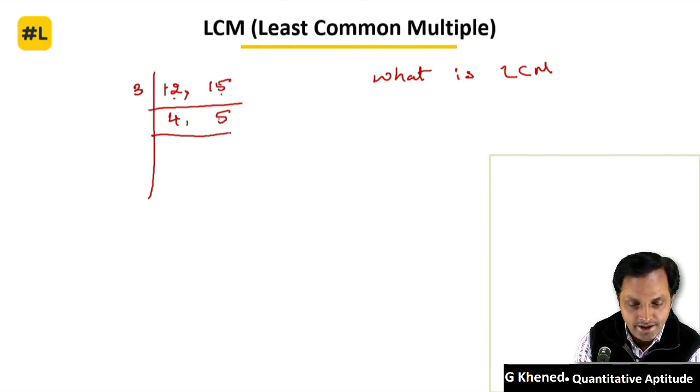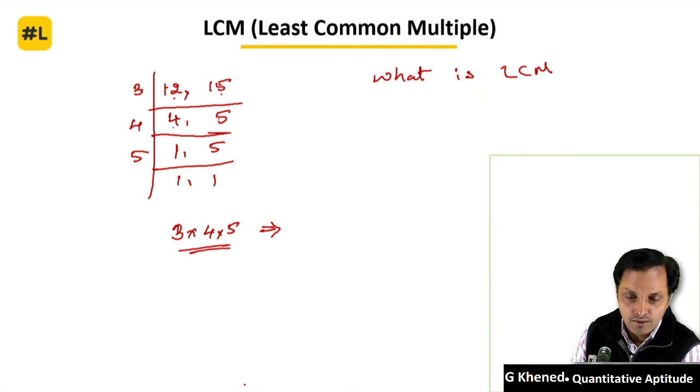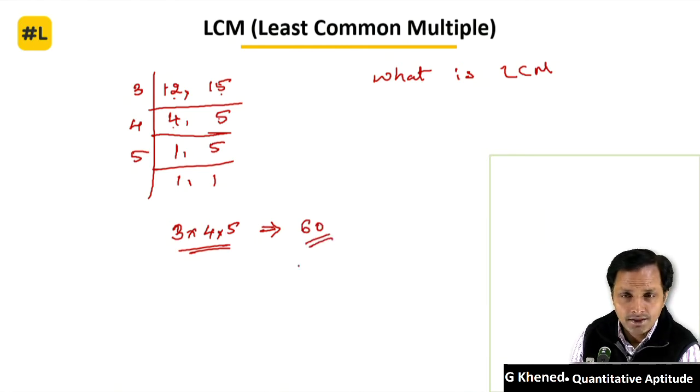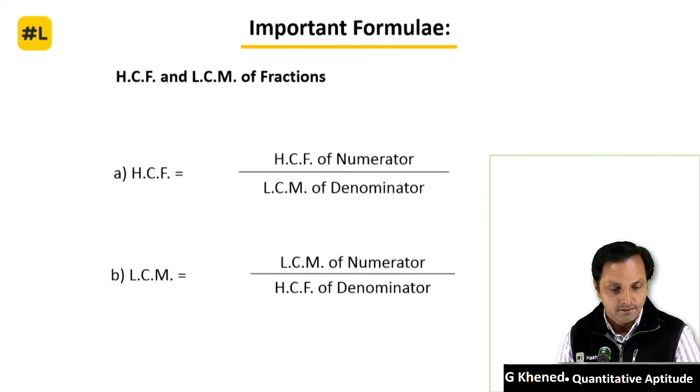Is it possible to divide? Yeah, you can divide 4 and 5, there is no common number, you can divide only with 4, keep this 5 constant. Again you can say 3 into 4 into 5. So this is the LCM, lowest common multiple of 12 and 15, that is 4 5s are 20 into 3 is 60 is the LCM. 60 is the LCM for 12 and 15.